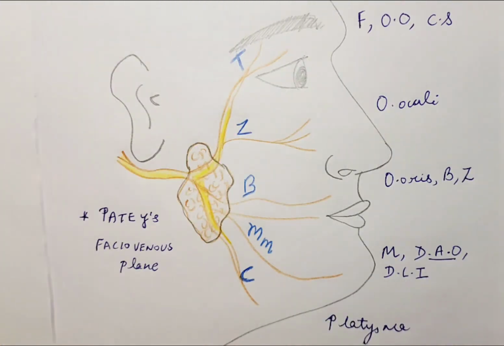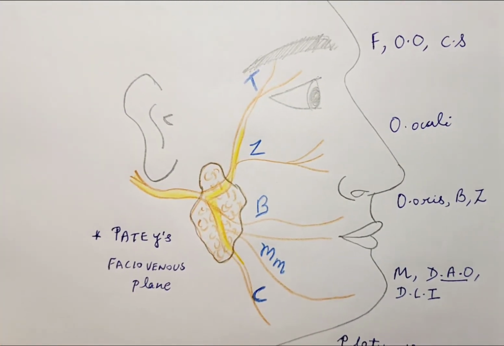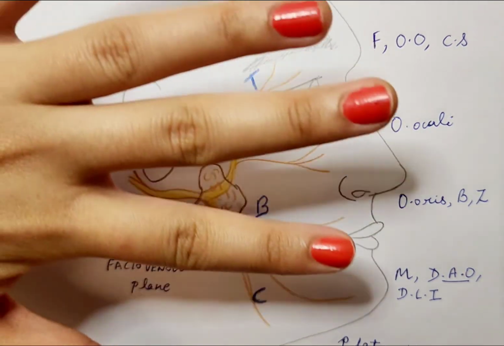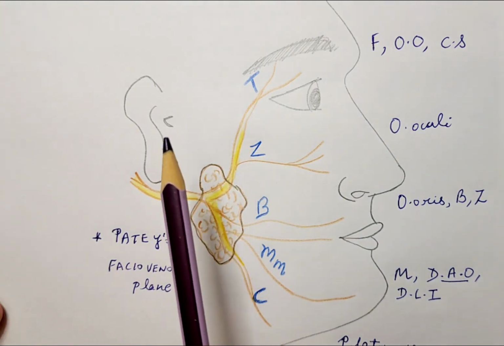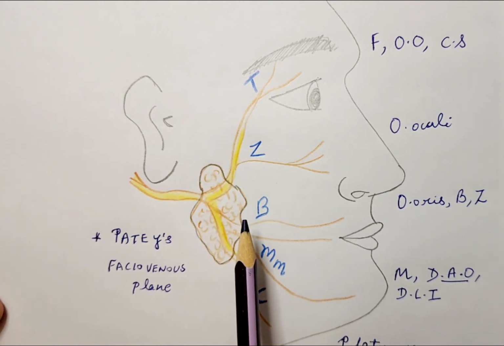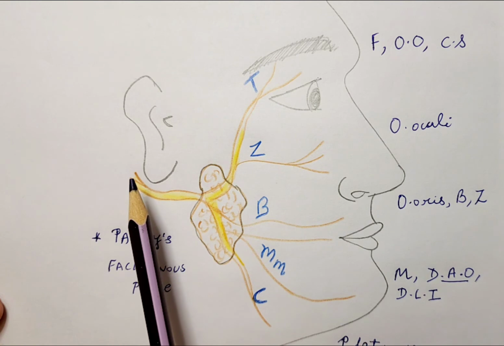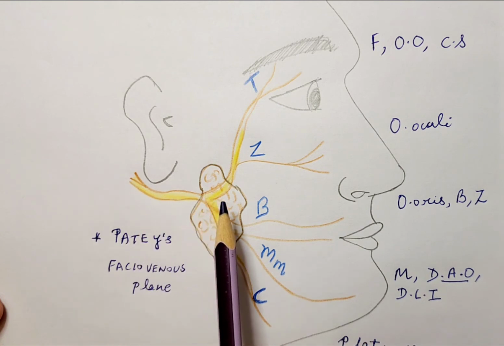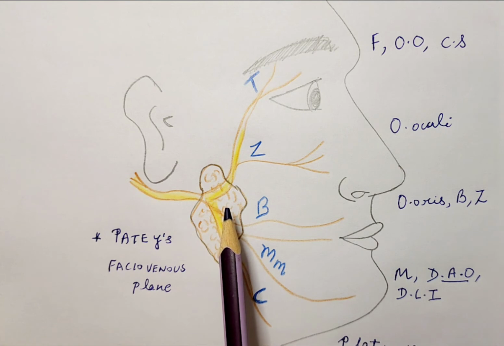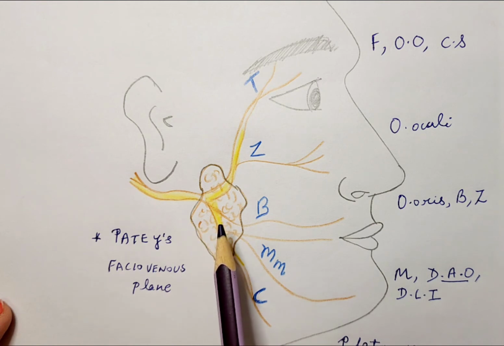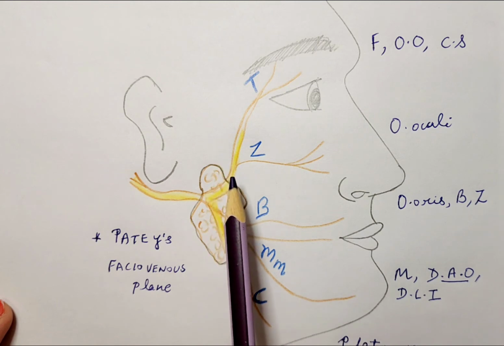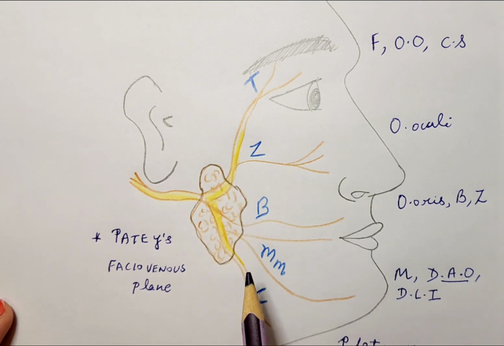So now let's see the extracranial course that we are all familiar with, which is the 5 main branches, also known as the pes anserinus, which means it looks like a goose foot. So we have a mnemonic also, or you can just remember the initials, that is TZBMMC. Once the nerve exits the stylomastoid foramen, it is going to traverse between the superficial and deep lobes of the parotid gland, which is known as Patty's facio-venous plane, where it traverses along with the facial vein. Now there are 2 main trunks. One is the temporozygomatic and the other is the cervicofacial, or buccal mandibular, trunk.